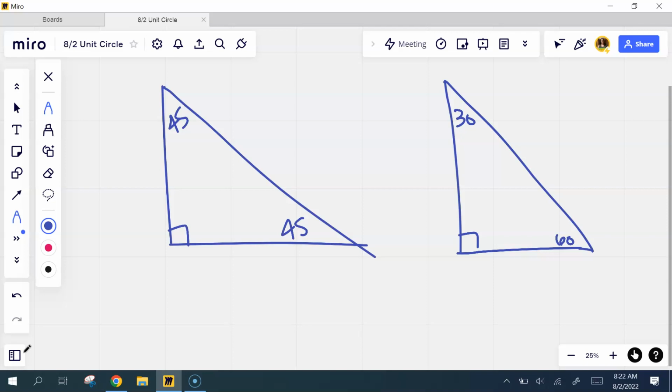All right, so we're on the unit circle. Every radius on the unit circle has a value of what? Y'all remember? From the center to any point on the outside of the unit circle, 1, right? Because the radius is 1.